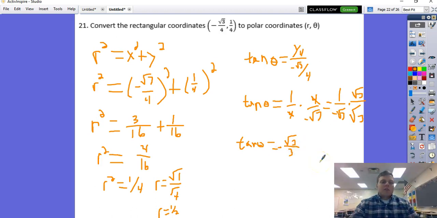So now I grab my trig chart. I see where tangent theta is equal to the negative square root of 3 divided by 3 in two places, 5 pi over 6 and 11 pi over 6. So how do I choose which theta to use? Because I can't use both.